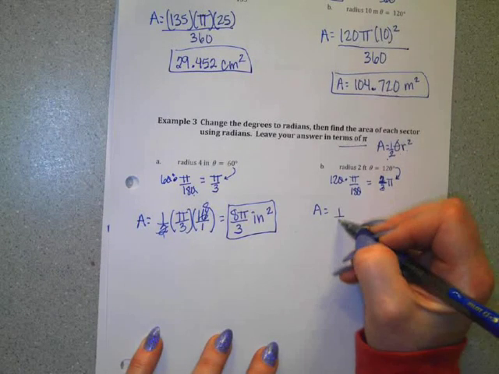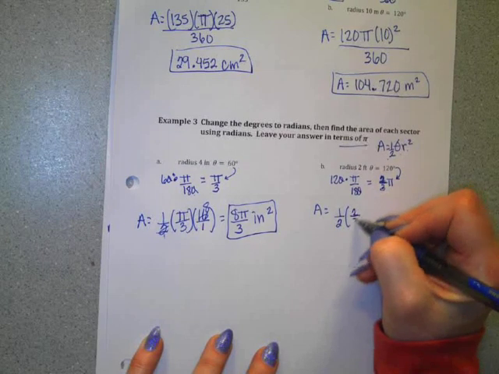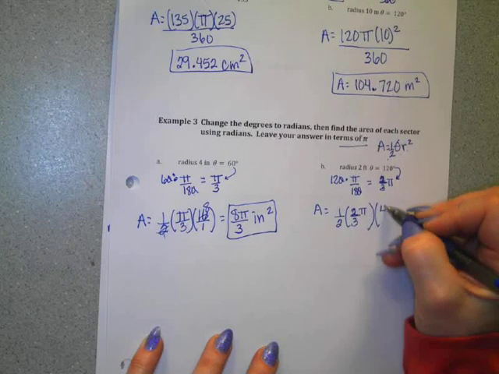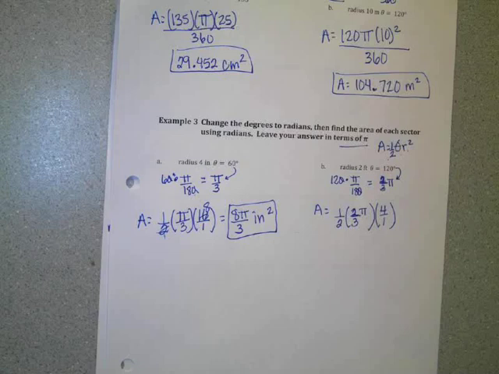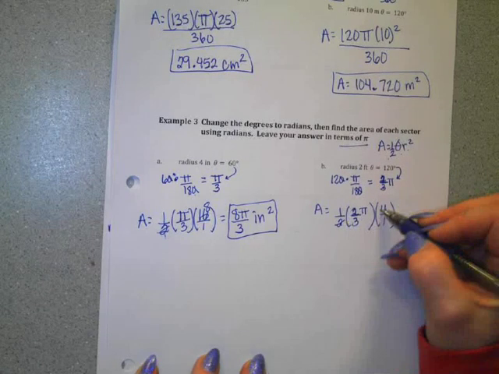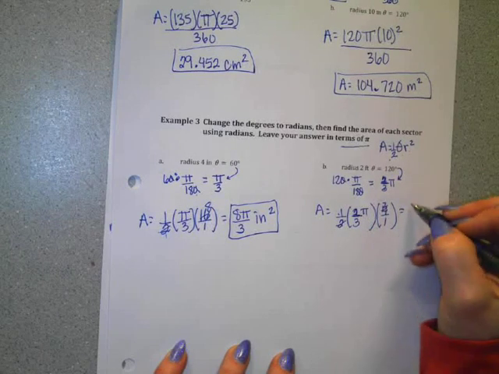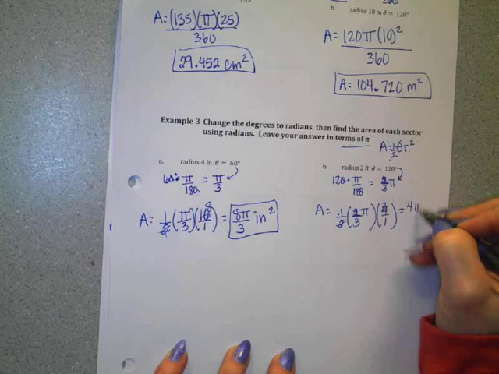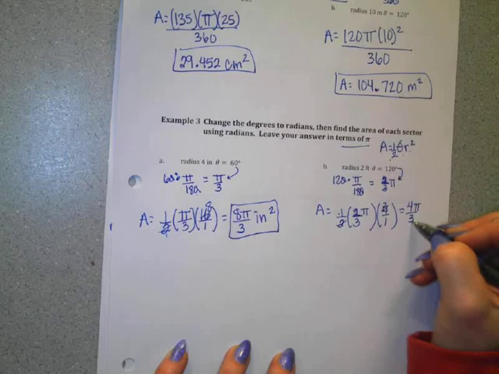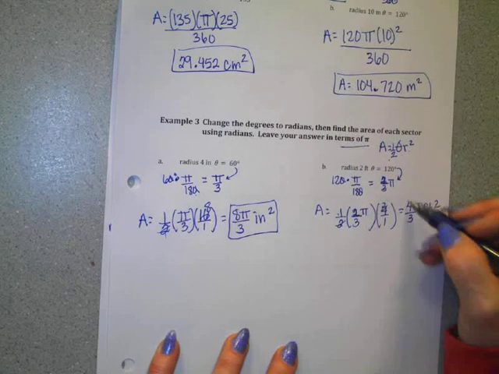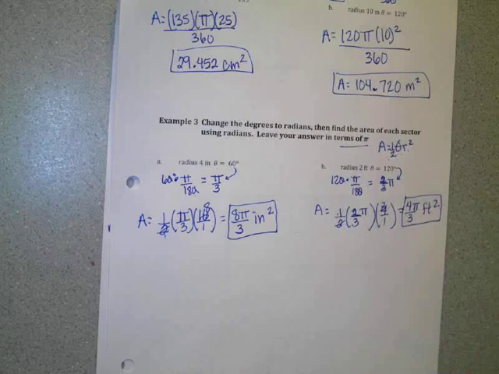So again, for my formula, it's 1/2, 2/3 pi, and then the radius is 2, so 2 squared is 4 over 1. Again, I can cancel. Well, 2 right here will go into 4, or 2 could go into 2, either one. Have 1 times 2 times pi times 2 is 4 pi. In the denominator, I have my 3, and it is in feet, and we're finding area, so it's feet squared. So 4/3 pi feet squared. And that is my answer using radians.